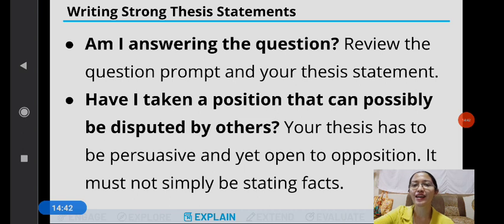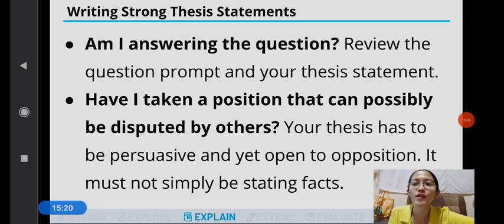Next, there are certain questions we should be able to answer in order for us to write strong thesis statements, and to properly and correctly state our claims. Let's start with our first question. Am I answering the question of my issue?